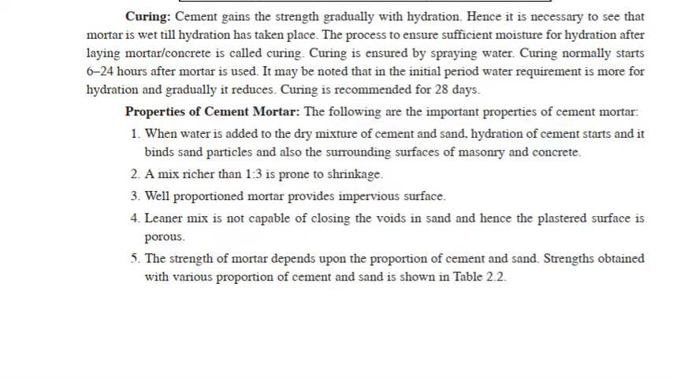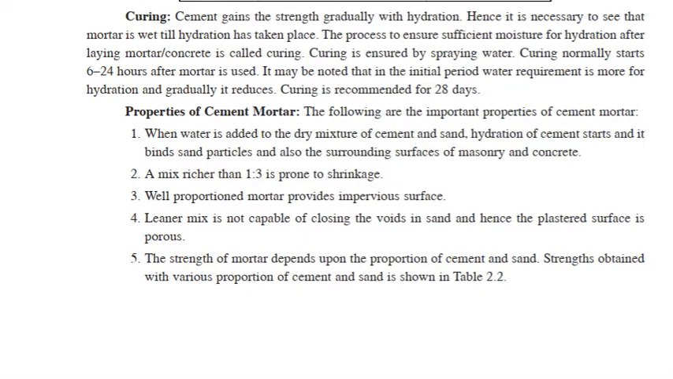Properties of cement mortar. The following are the important properties of cement mortar. 1. When water is added to the dry mixture of cement and sand, hydration of cement starts and it binds sand particles and also the surrounding surfaces of masonry and concrete. 2. A mix richer than 1:3 is prone to shrinkage. 3. Well-proportioned mortar provides an impervious surface. 4. A leaner mix is not capable of closing the voids in sand and hence the plastered surface is porous.